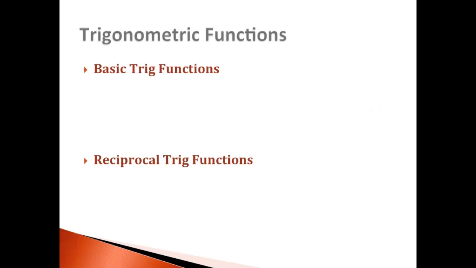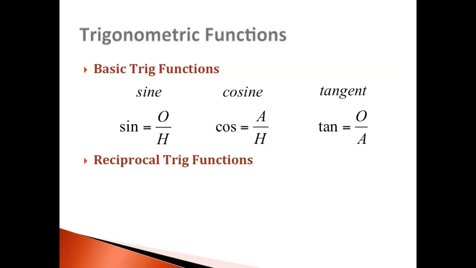So your basic trig functions are the ones that you should have learned back in geometry. And the first one is sine. Sine is the opposite side over the hypotenuse. Cosine is the adjacent side over the hypotenuse. And tangent is the opposite side over the adjacent side. And we can abbreviate using the first 3 letters for each of those: sine, cosine, and tangent.